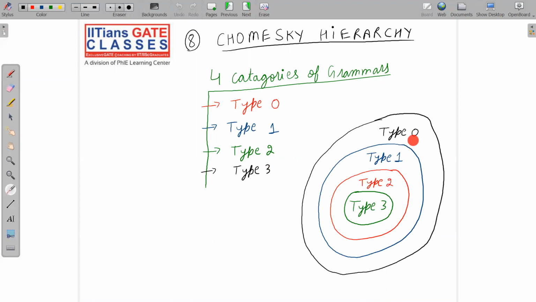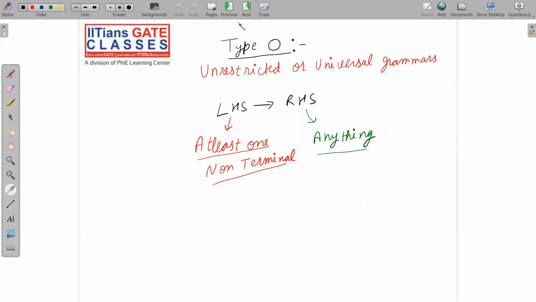So this is the Venn diagram explaining the relationship between them. Every type 3 is type 2, every type 2 is type 1, every type 1 is type 0, but every type 0 is not type 1, every type 1 is not type 2, and so on. You can note it down. So let's start them category by category.